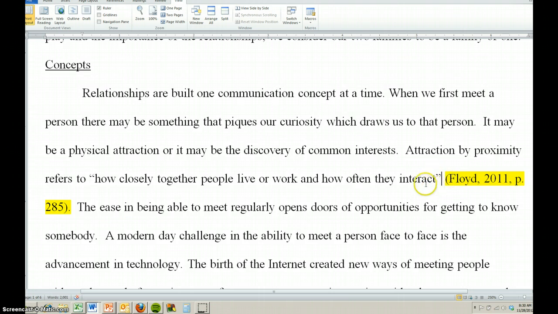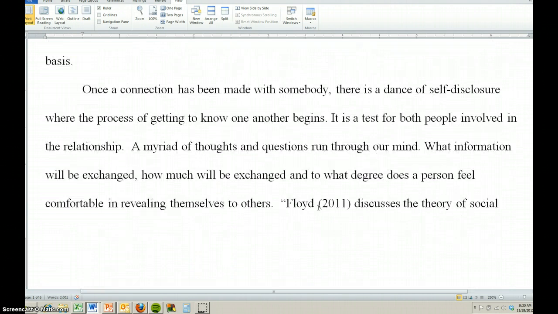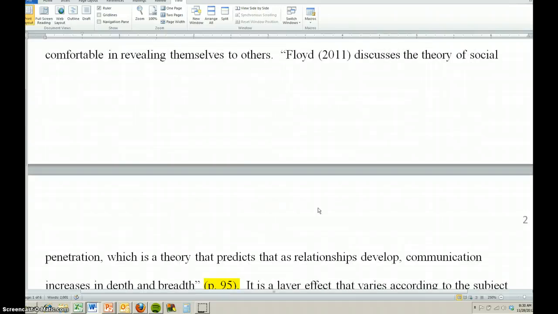If you don't have those quotation marks, the reader assumes that those are your own words, just Corey Floyd's idea. But in fact, these are Corey Floyd's words, not just his idea. So it's important that you put quotation marks around them just like that. So that's the first thing we're going to look at. The second thing we're going to look at is we're going to scroll down a little bit. Is this right here?